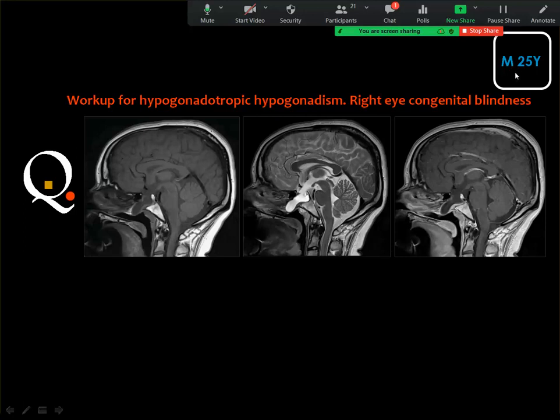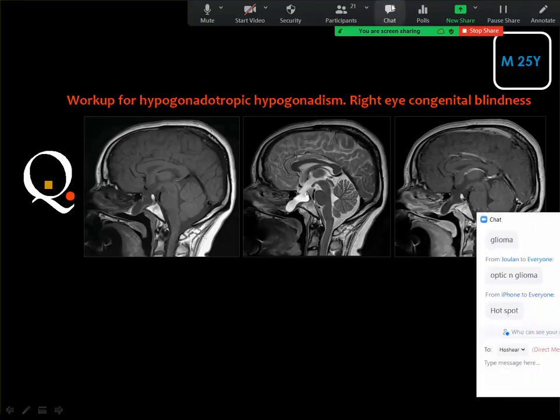This patient, 25 years old, with imaging for hypogonadotrophic hypogonadism and right eye congenital blindness. The images are for the skull base, this is T1, T2, and T1 post contrast. And no, this is not the hot spot.